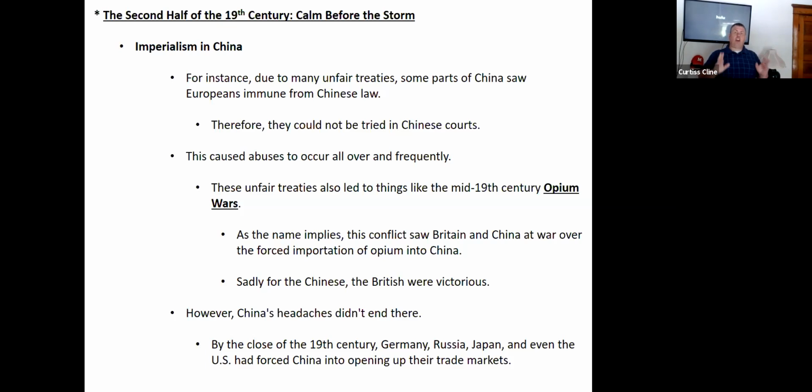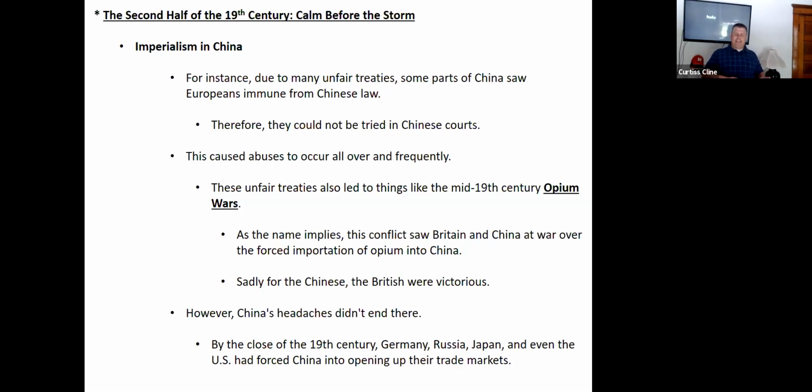And China was having a huge opium addiction crisis, very similar to what's going on with the opioid addiction crisis in the United States today, although I would say probably at a much larger, more intense scale. Sadly for the Chinese, the British were victorious in this short-lived war. However, China's headaches didn't end there.